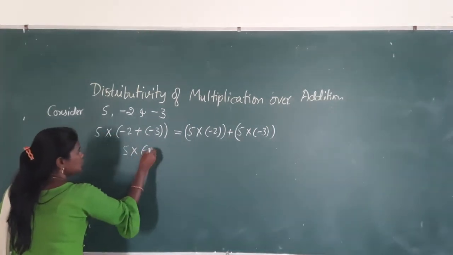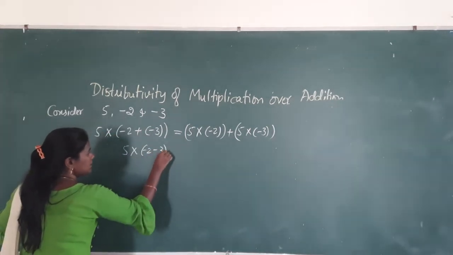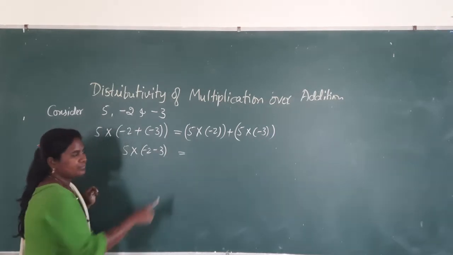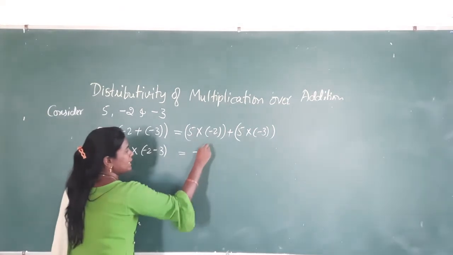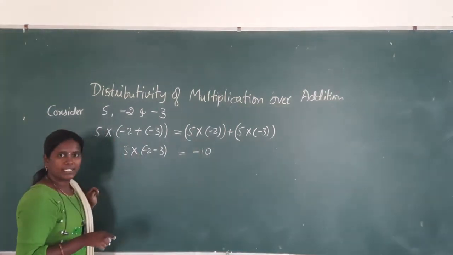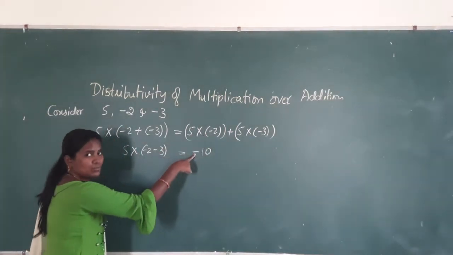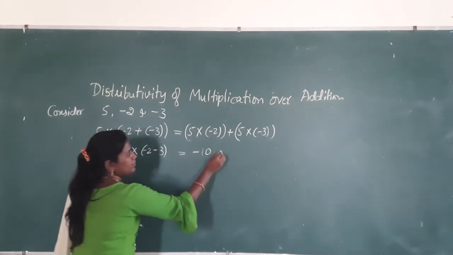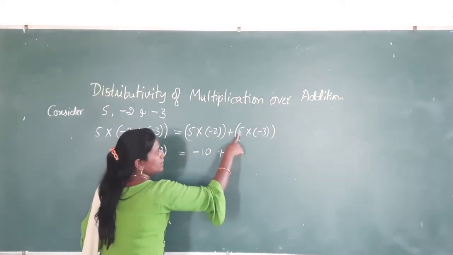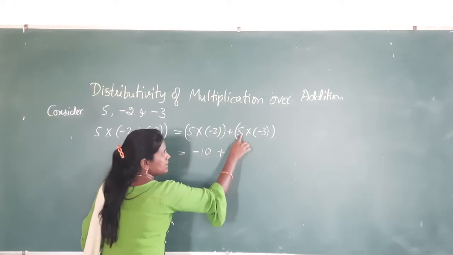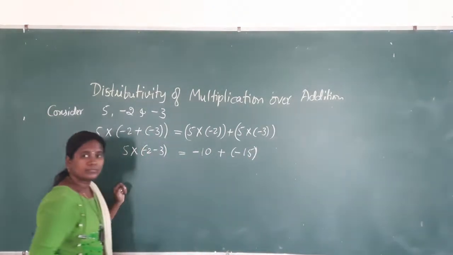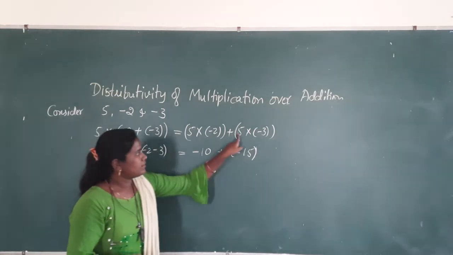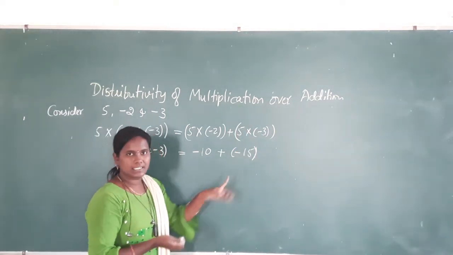See, minus 2 plus into minus is minus 3. That is equals to 5 into minus 2 plus into minus is minus, 5 2s are 10. Only one minus sign, so minus 5 2s are 10. Plus of plus into minus minus, 5 3s are 15. Is it clear? 5 3s are 15, minus as it is.